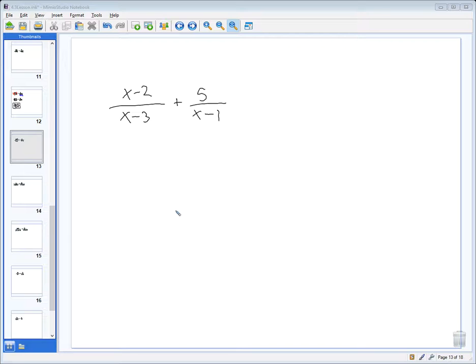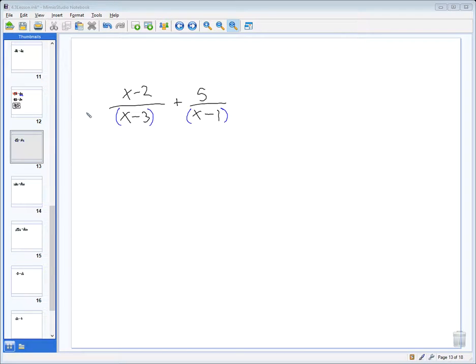All right, here's another example where we're adding these two fractions together. They need to have common denominators. Notice that we have x minus 3 and x minus 1. These are completely different factors. So we're going to have to multiply each fraction by the other denominator.